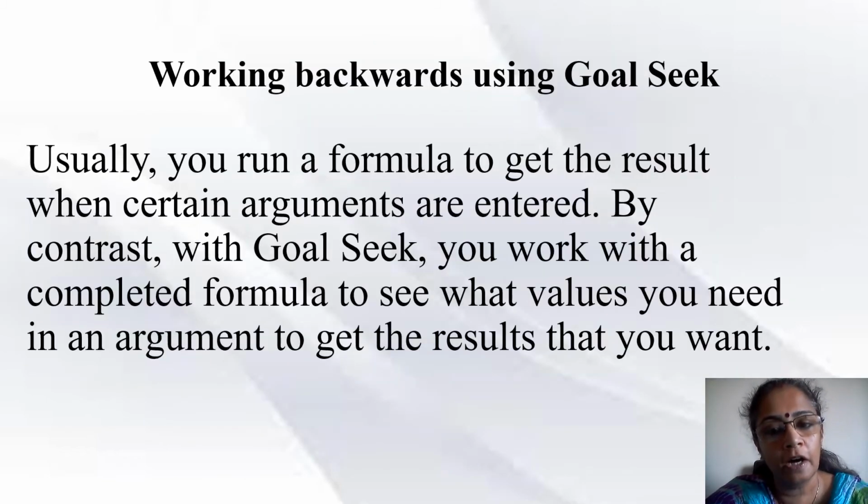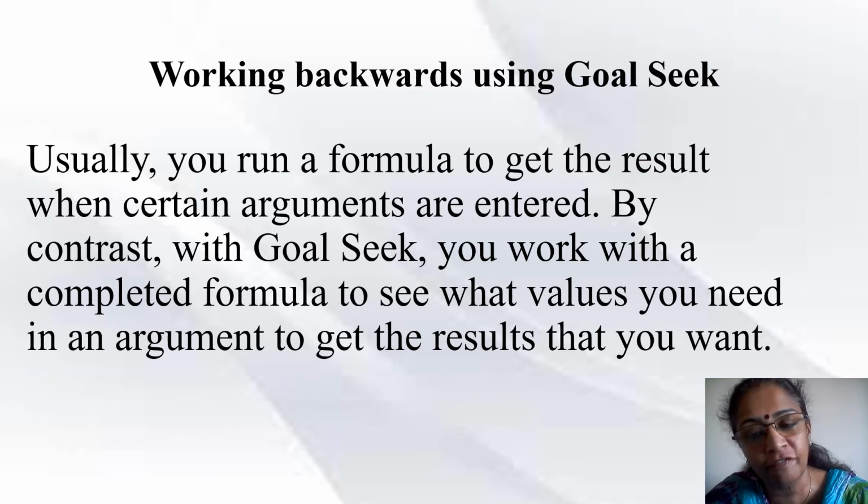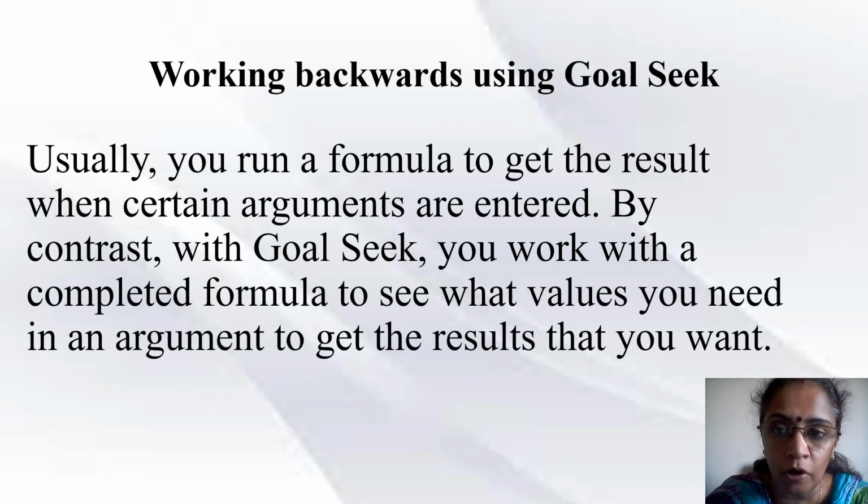Usually when you run a formula, you use certain arguments in that formula, and when you enter it you get the particular result. But in the case of goal seek, you will work with an already completed formula, and you are going to get the achieved result by changing a particular value. That means to achieve a particular goal, what are the arguments that will change?